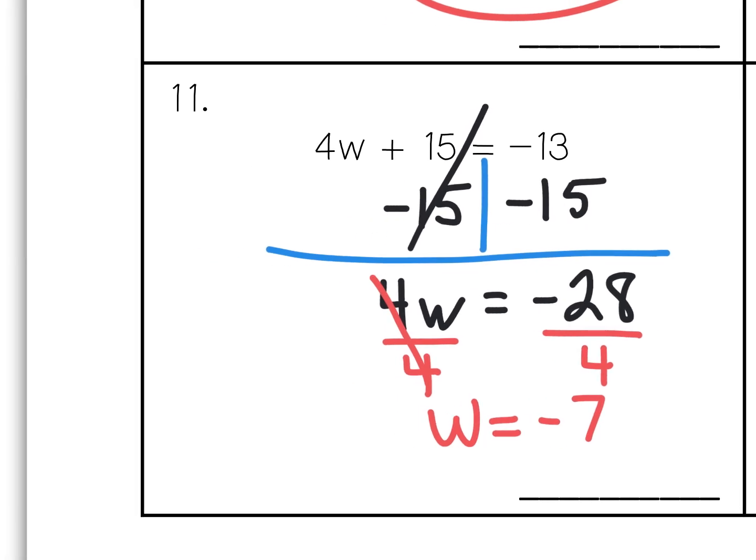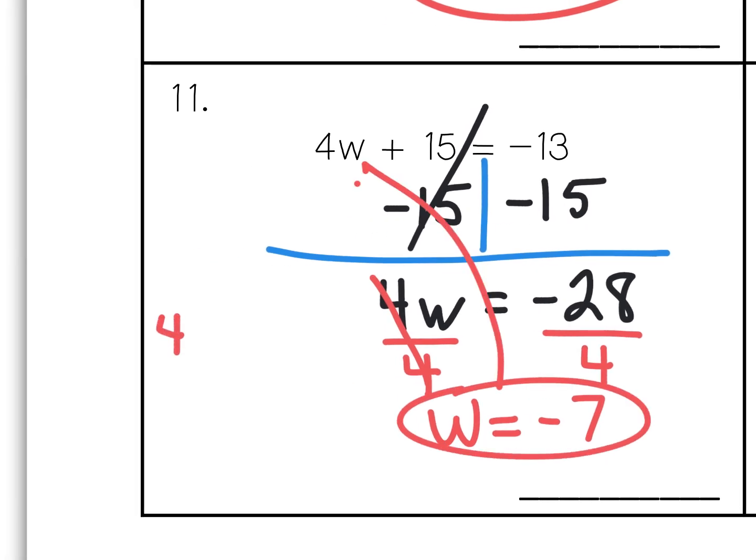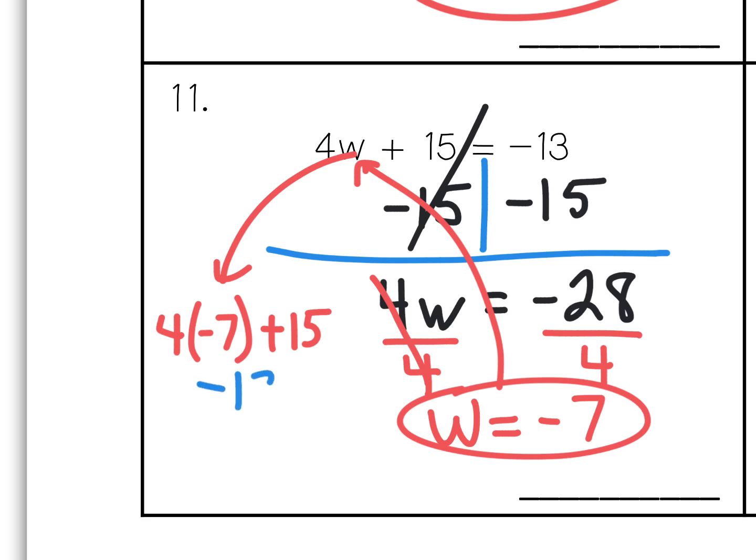Okay, last step is to plug it back in for W. So notice I just rewrote the original with parentheses instead of W, and I filled it in with negative 7. Negative 13. Okay, so it's negative 13, so that's a true statement. Okay, we're going to do one more and we'll be done.